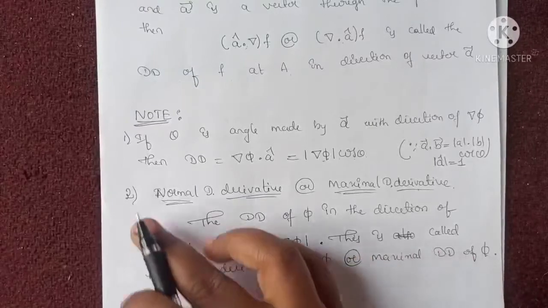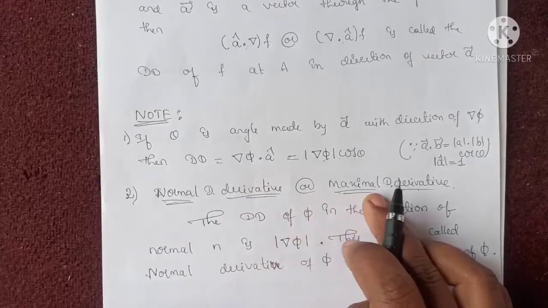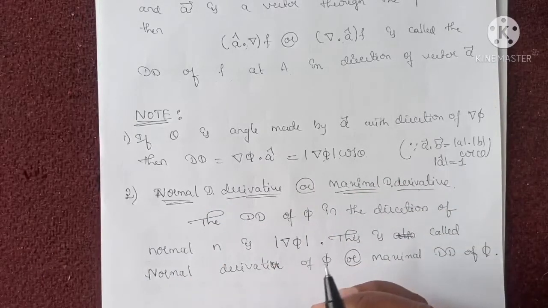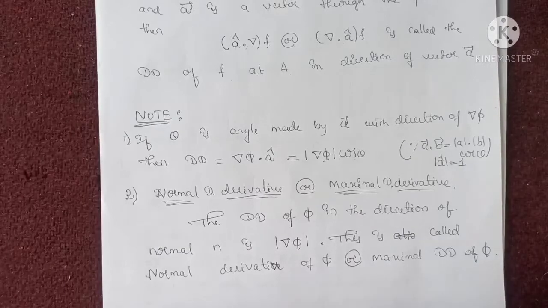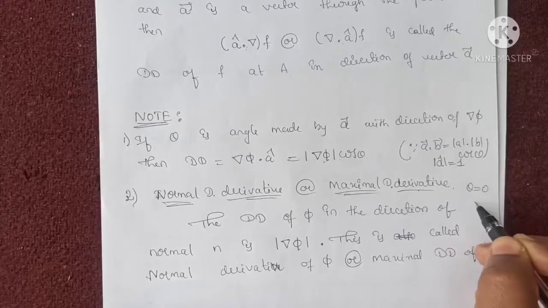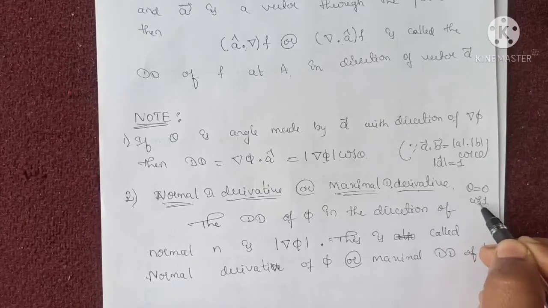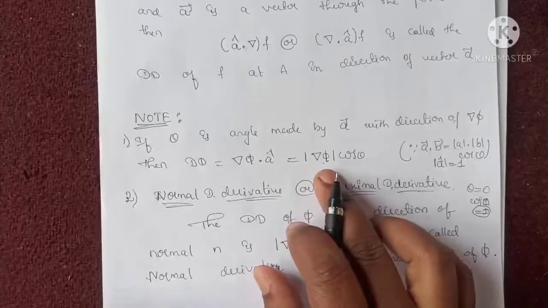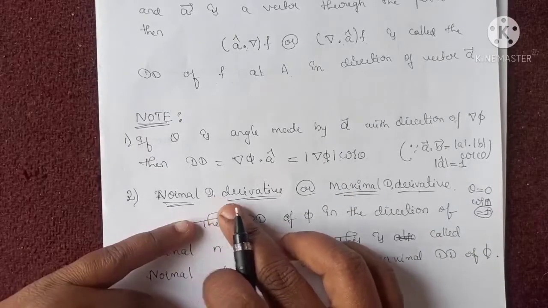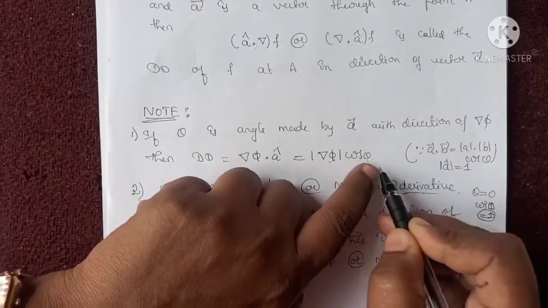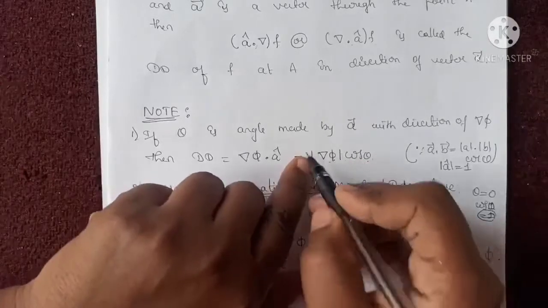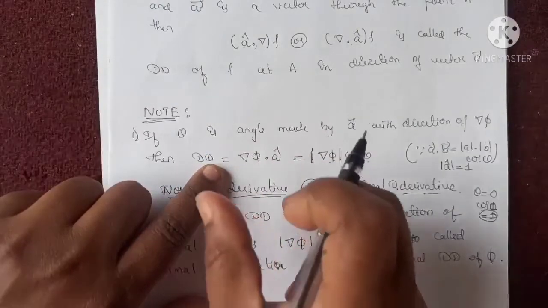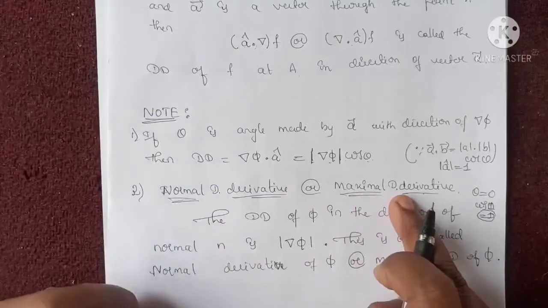Next, normal derivative or maximal directional derivative, both are similar. The normal derivative or the maximal derivative is the maximum value, that is when theta equals 0, then cos theta becomes 1. Then the value of this directional derivative, the magnitude of del phi, is called the maximal derivative or normal derivative, the maximal directional derivative.